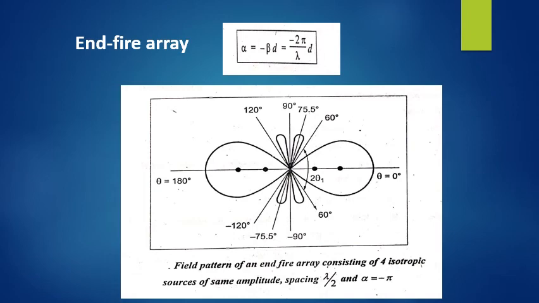So for an array to be end-fire, the phase angle is such that it makes the maximum radiation in the line of array, that is θ equal to 0, 180 degrees, and the total phase difference ψ is expressed as ψ = βd cos θ + α. But here α is equal to −π. So that can be written as α = −βd, that is equal to −2π/λ times d, because β, the phase constant, is 2π/λ. When we substitute d as λ/2, we get −π. So α is equal to −π.